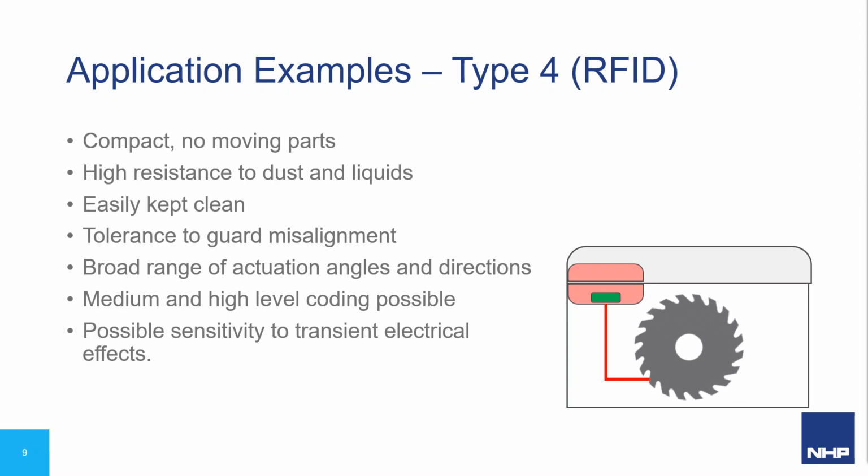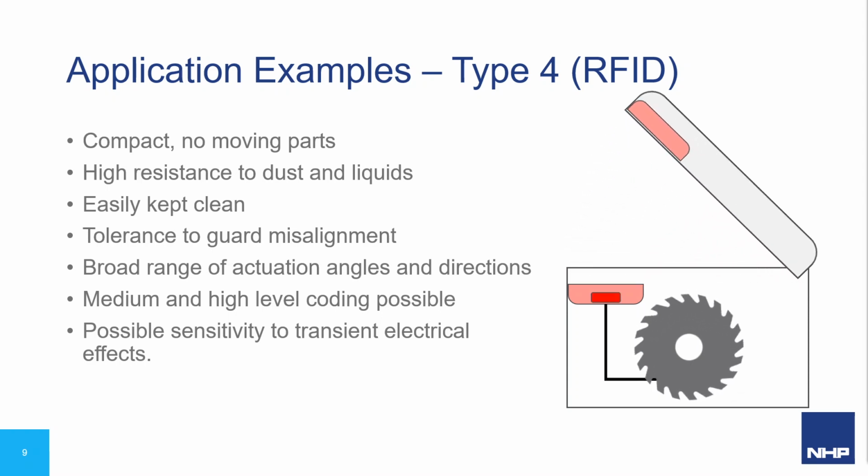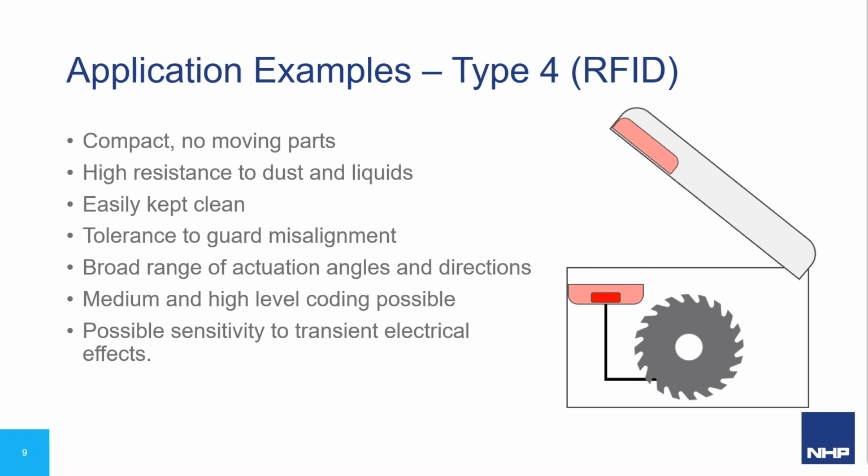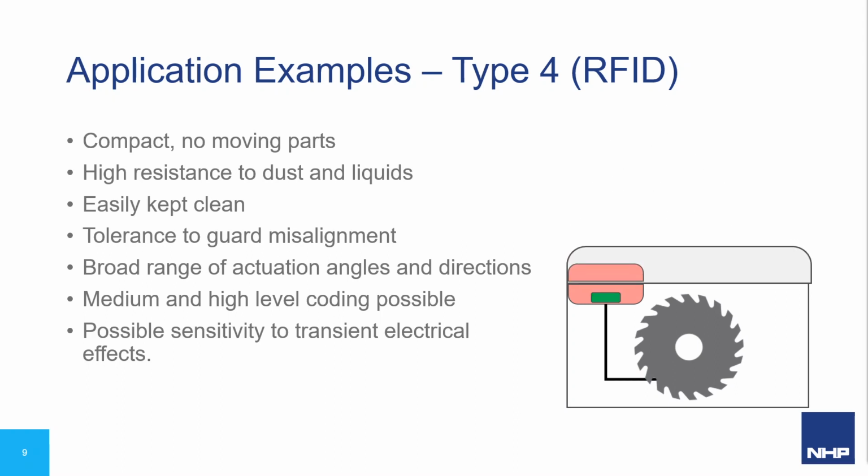Where the Type 4 devices really stand out is in their ability for the actuator to be coded, so you need to have the correct RFID actuator in place in order to actuate the switch. The only real physical disadvantage of this type of device is that the electronics used inside them may be affected by nearby electrical noise, for example from nearby power wiring, variable speed drives, surges, transients, etc.